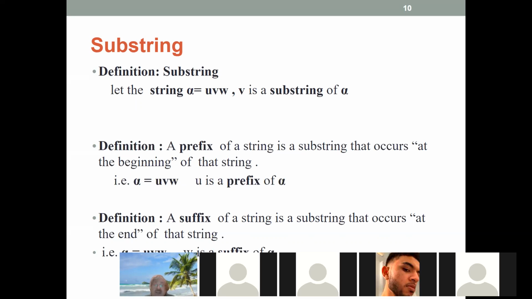Okay, definition: a suffix. We get our quotes one more time. A suffix of a string is a substring that occurs at the end of that string. So alpha equals UVW. W is a suffix of alpha. I hope we're okay. Again, chapter 0 has all these definitions. You've got to get it together on this.